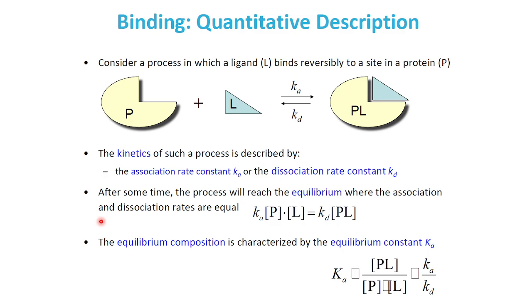Now, this binding can be understood as a quantitative description where a ligand binds reversibly to a site in a protein. Like you have a protein and a ligand, and when the ligand binds to the protein, it's the Ka, or the association constant. The reversible pathway is called the dissociation constant, or the Kd. When the PL complex breaks, we call it the Kd. Now the kinetics of such a process is described by the association rate constant or the dissociation rate constant.